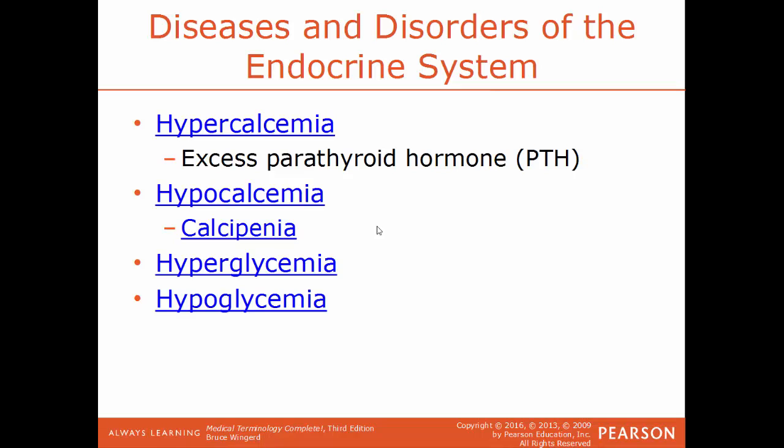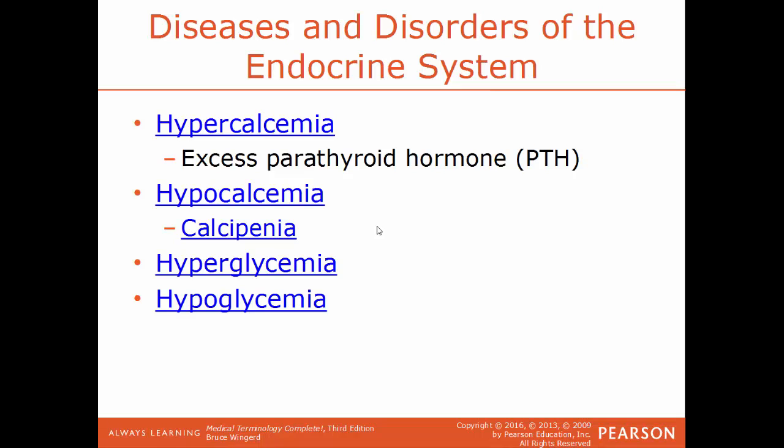Hypercalcemia. This is a condition of the blood where your levels of calcium are way too high. And this is due to the overproduction of parathyroid hormone, or PTH. And the opposite of that would be hypocalcemia, where levels of blood calcium are too low. Another term for that condition would be calcipenia.